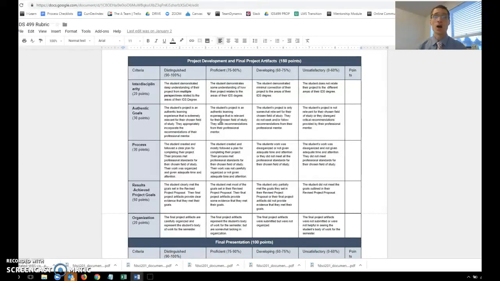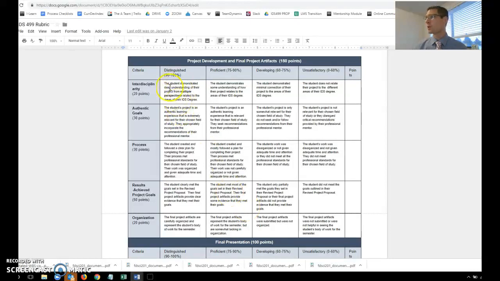Anyways, these artifacts often take the form of pictures, drafts, sometimes different drafts of papers, outlines, websites, business plans, etc. If you have any questions about what you might use as a project artifact, let me know. And as you can see here, your entire project is 60% of your grade. The final project artifacts are 150 points, and the final presentation is worth 100. Together, they make up 250 points.